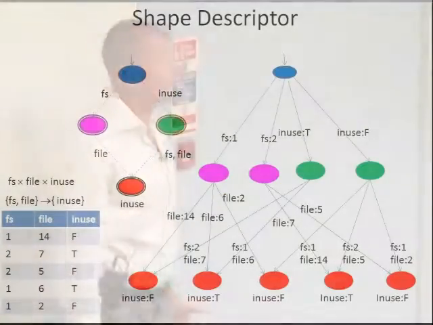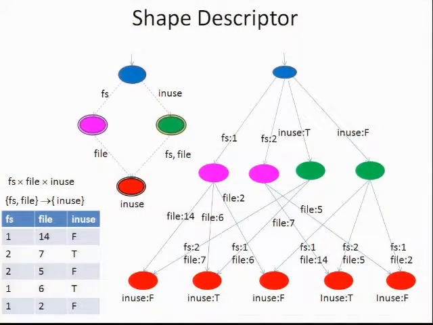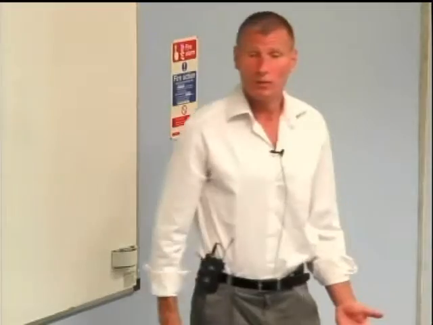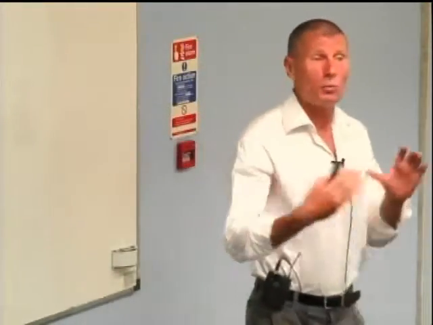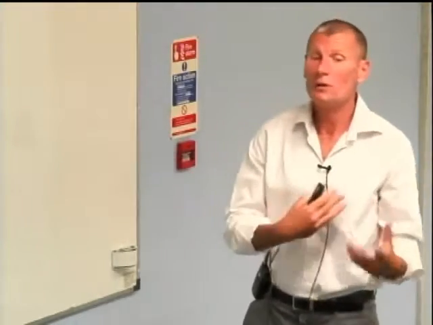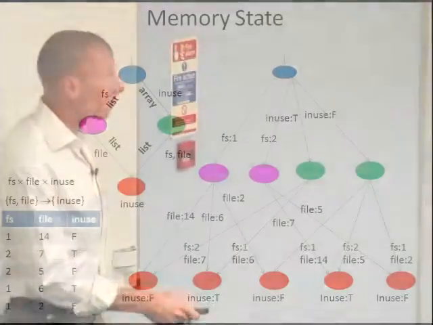And if you think in terms of our work in shape analysis, it's actually very similar. It's not very much different. We used to call them summary nodes. It's basically the idea that you take the memory, you partition it in some meaningful way, and you see how the parts relate to each other. So this is what's going on.